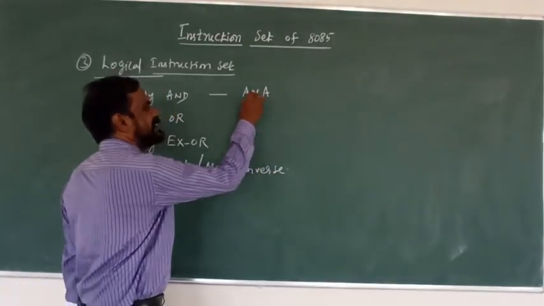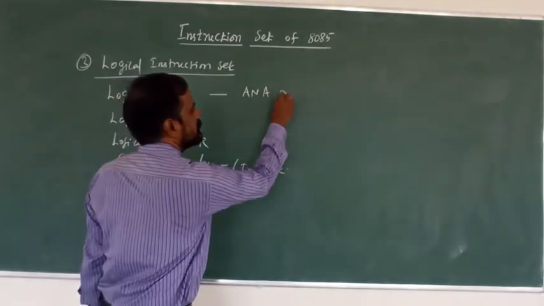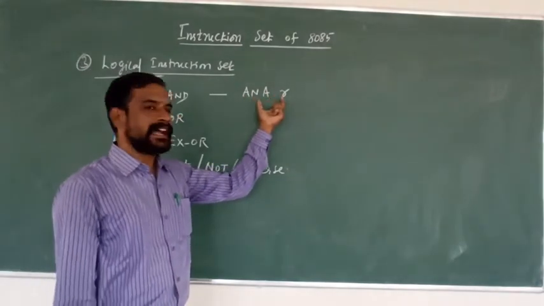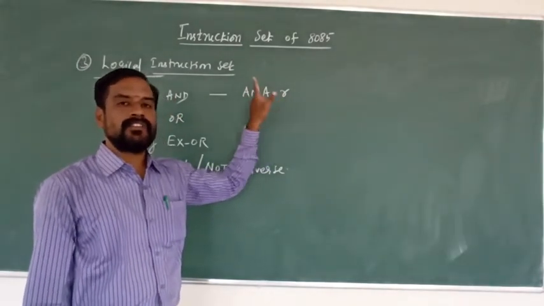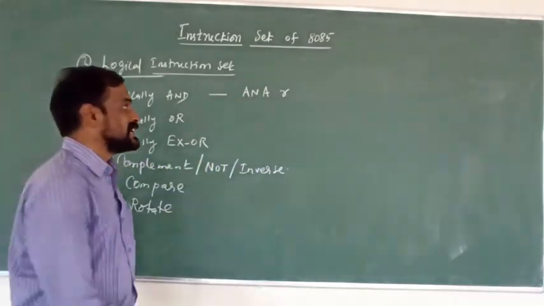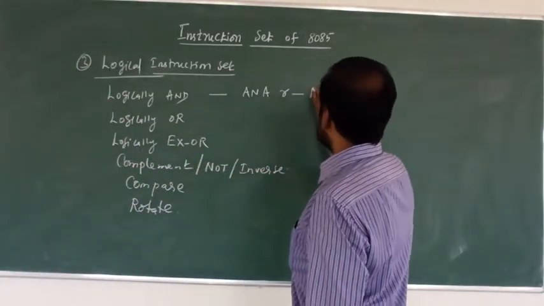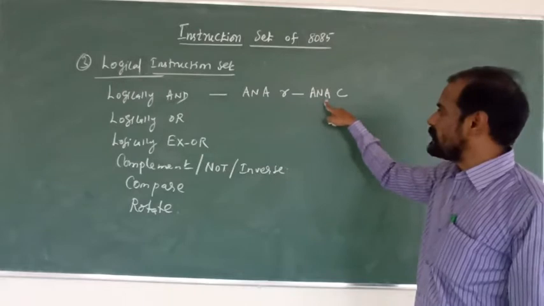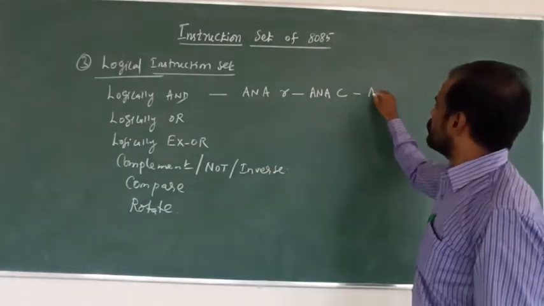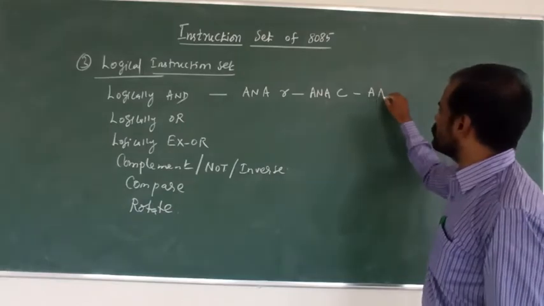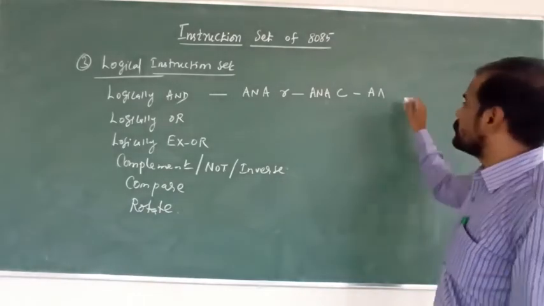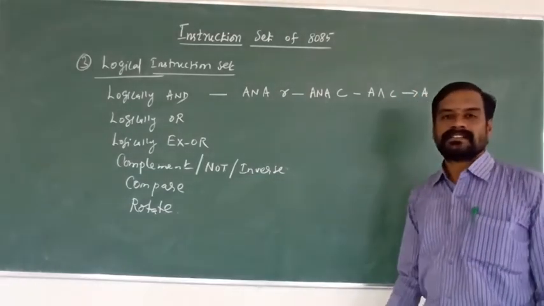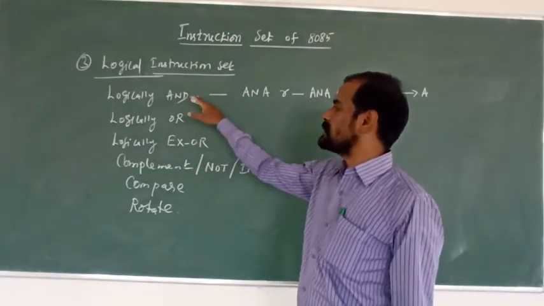ANA is for logically AND the accumulator with a given register. Now logically AND these two data, and the result is always stored in the accumulator itself. Example: ANA C. Now logically AND the accumulator with the C register data, and this is the symbol for logically AND with the C register. That result is always moved to the A register itself.